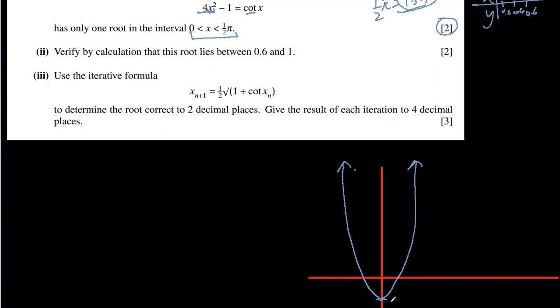This is -1. They want an answer between 0.6 and 1. So let me write 1 here, somewhere here. Okay, 1 and then 2 and then 3. Now we have to focus on cot x. The cot x graph, the parent function, looks like this. It's always a decreasing graph and it does not pass through 0, 0. So it will be something like this.